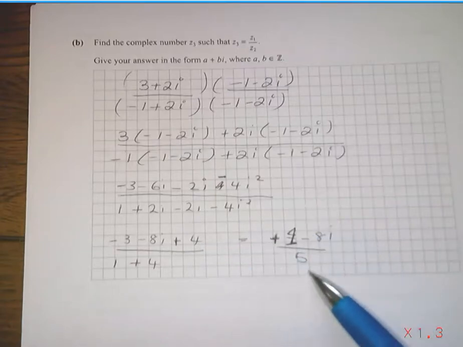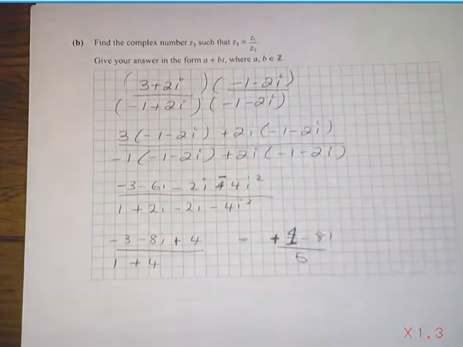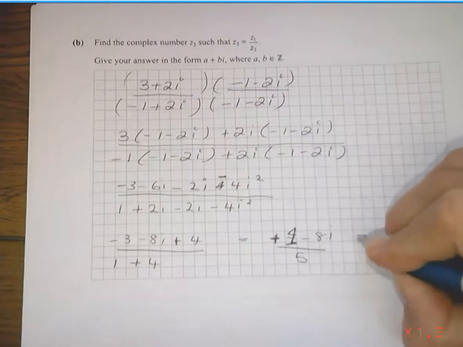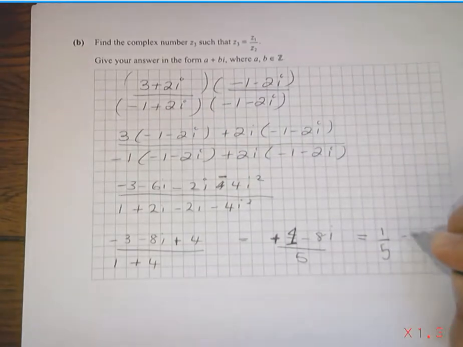Now in terms of this answer is correct, but the question is asking you to give it in the form a plus bi, so to make it even more correct, you'd separate it into the two parts. So you've got 1/5 minus 8i over 5. Okay?